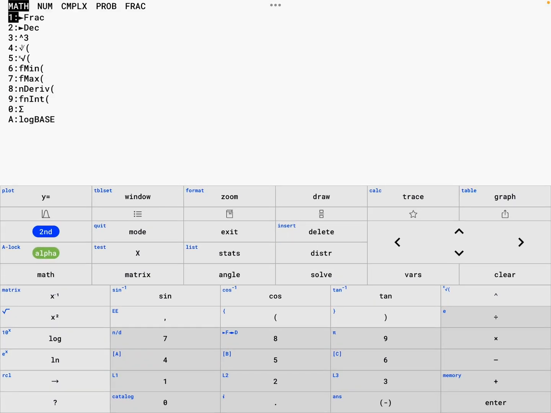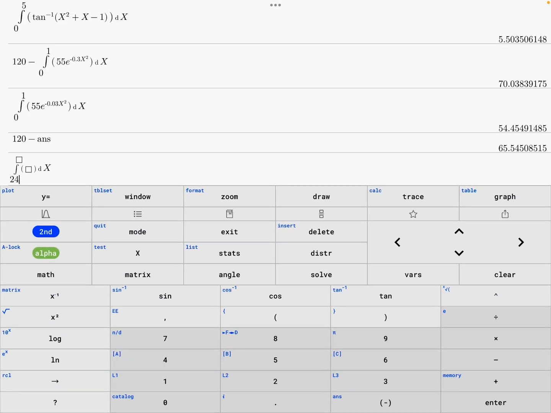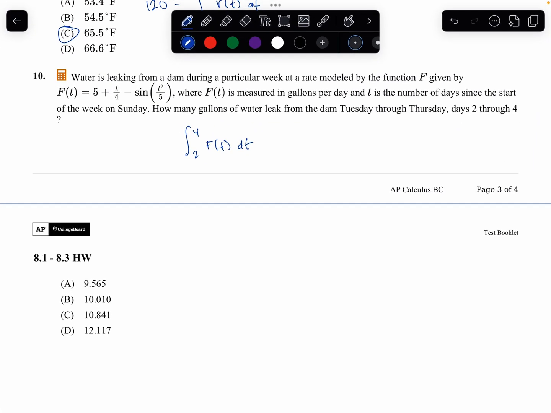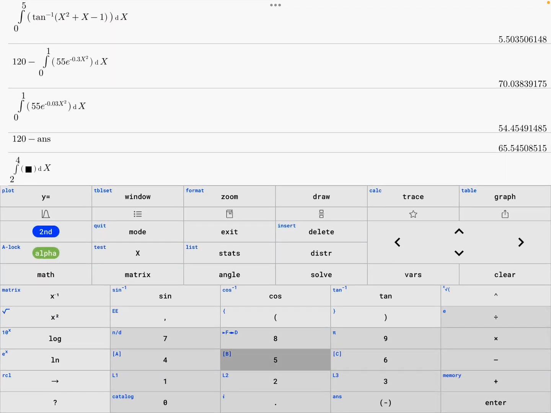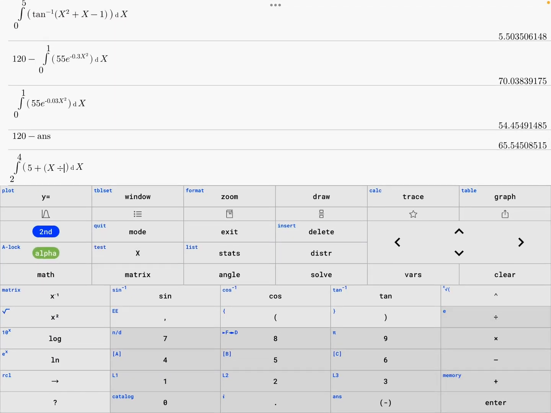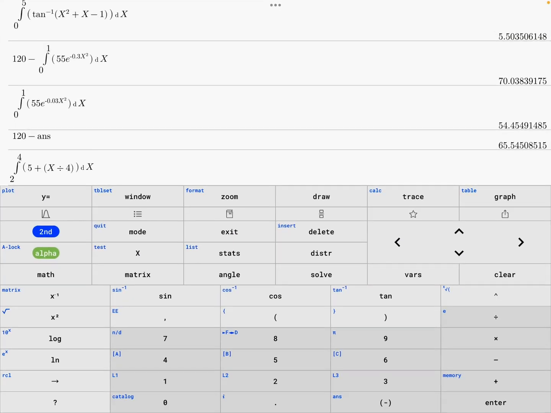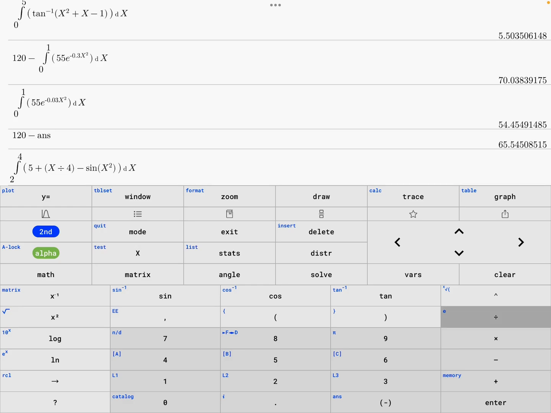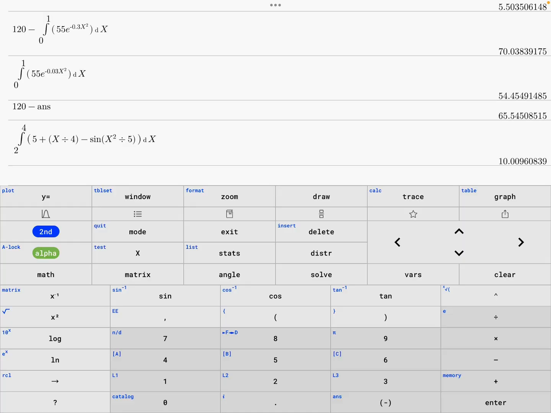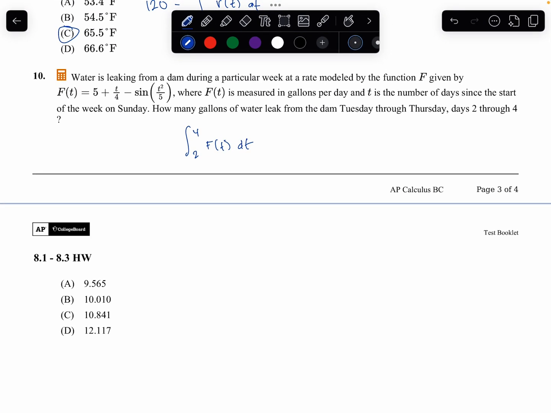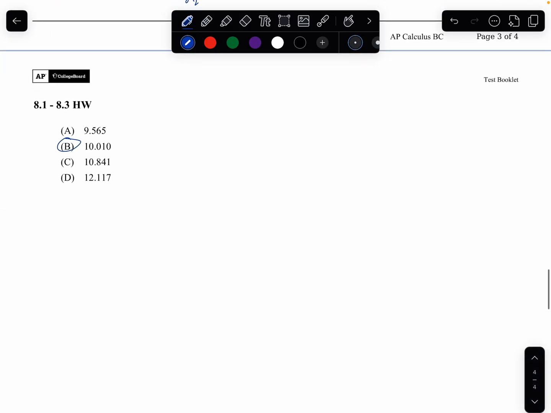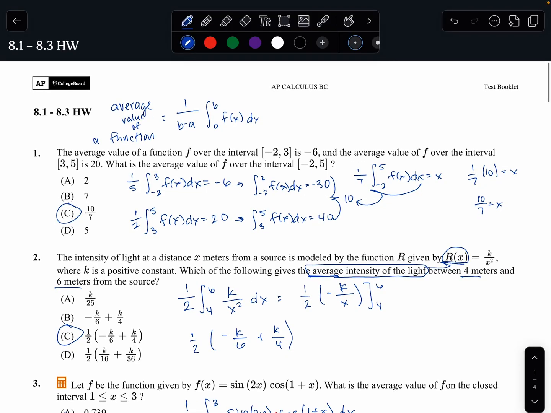So math number 9, 2 to 4. And then 5 plus x divided by 4 minus sine of x squared over 5. 10.101, so B. All right, and that wraps up everything for 8.1, 8.3.